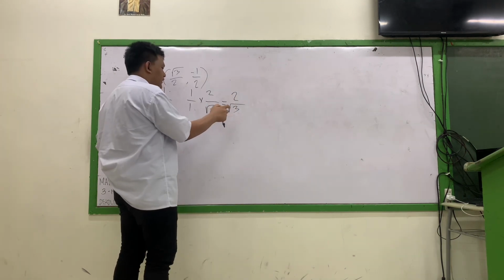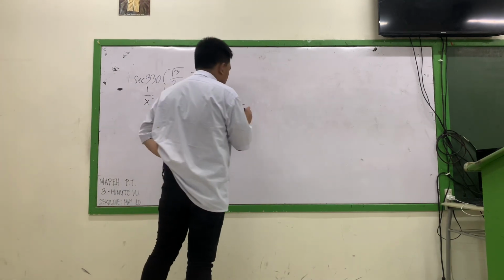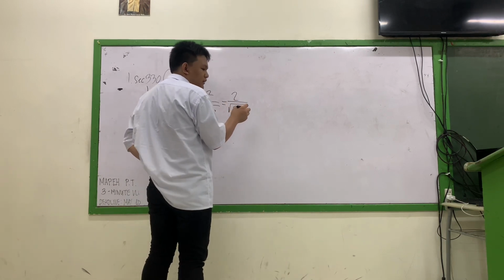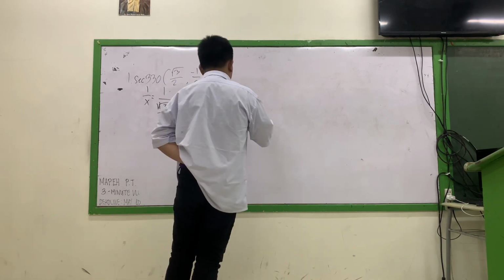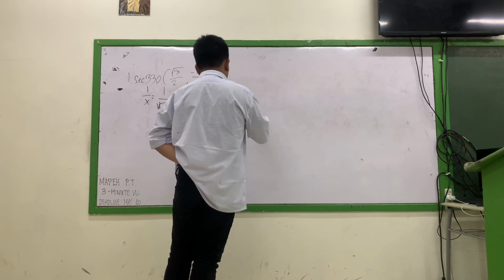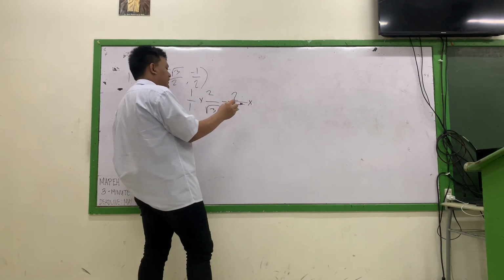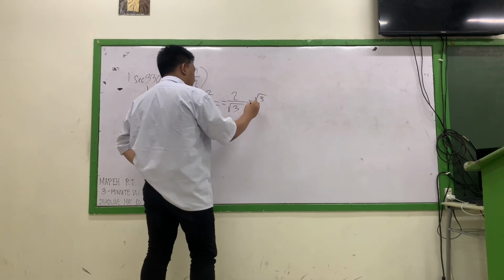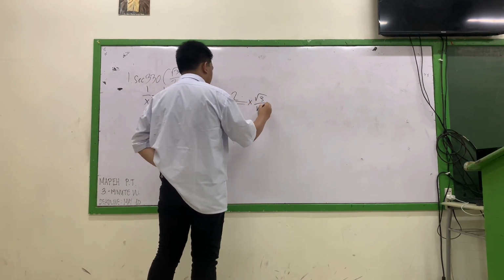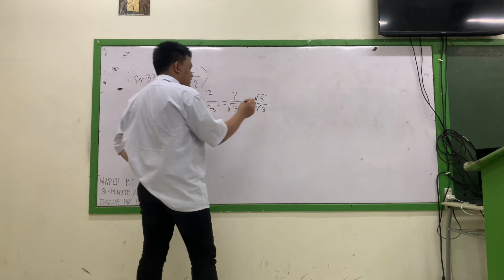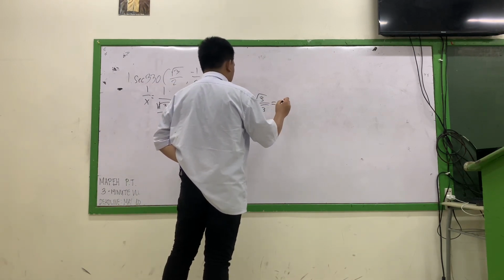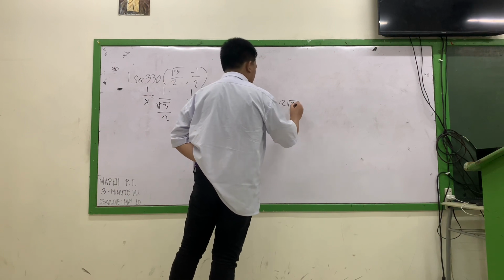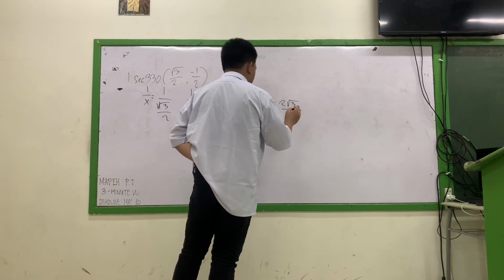So when you have a radicand as your denominator, what you want to do is to multiply the top and the bottom with the radicand. So it'll be 2 over square root of 3 times square root of 3 over square root of 3. And this just equals 2 square root of 3 over 3.